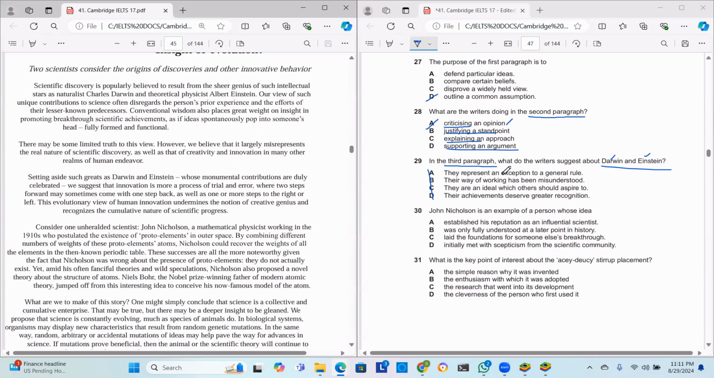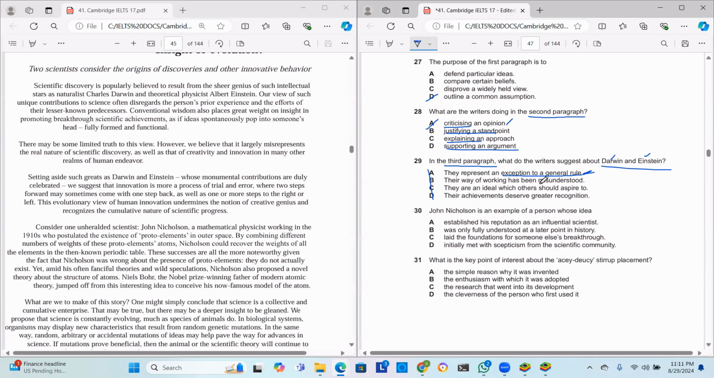They represent an exception to a general rule. So he's talking about an exception to a general rule. I think yes, option A is close enough. So let's keep it on hold. Let's read the other options.